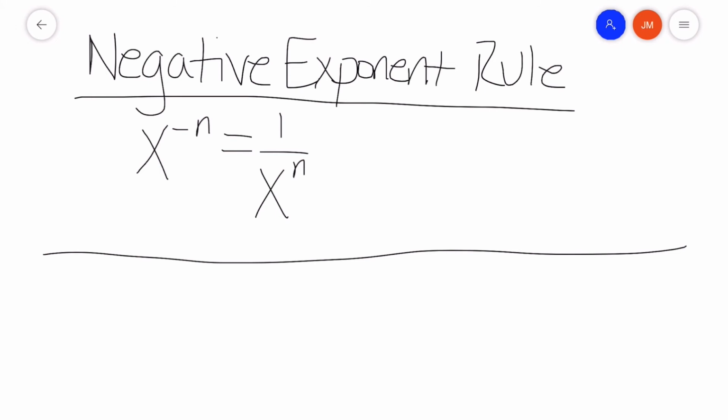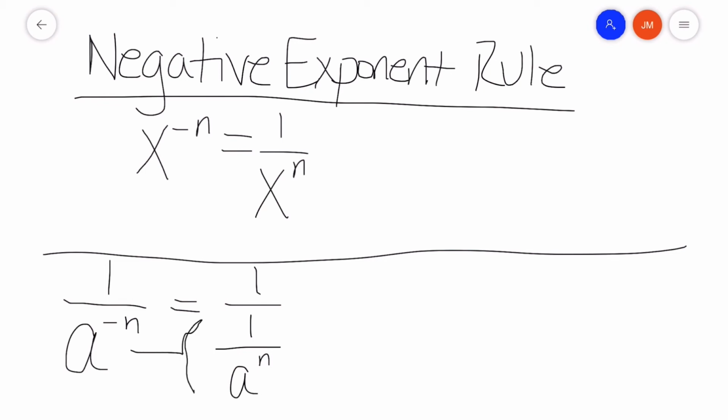Okay, so the first example is going to be 1 over a to the negative n. So this simplifies to 1 over a to the n, since a to the negative n is 1 over a to the n.